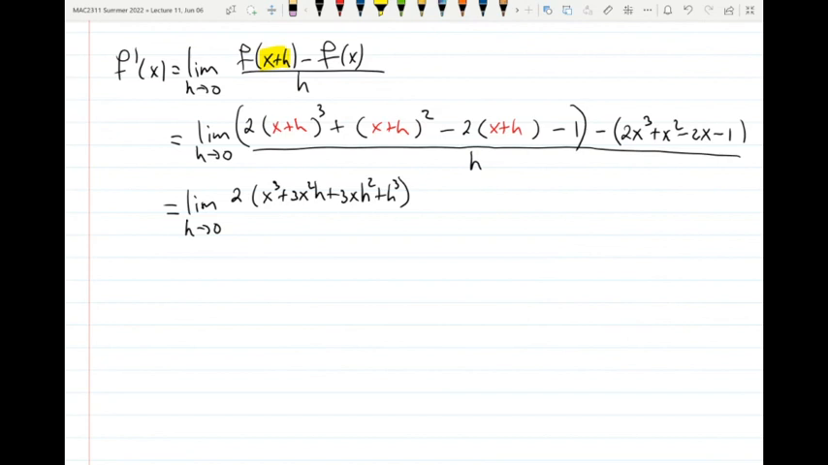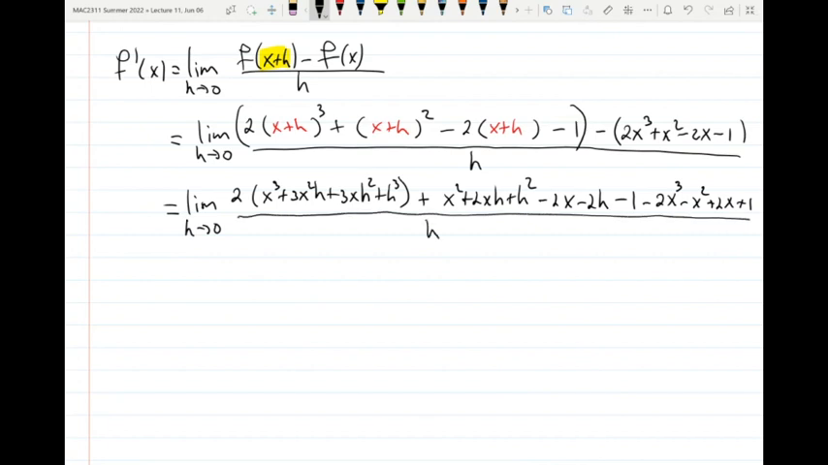All right, so let's do the next one, which is the square. That's x squared plus 2xh plus h squared. I don't need to put parentheses because we have a plus. And then the next one is negative 2x minus 2h, and then minus 1. Then let me stick it in here: negative 2x cubed minus x squared plus 2x plus 1. I just distributed the negative in the last parenthesis. All of this over h.